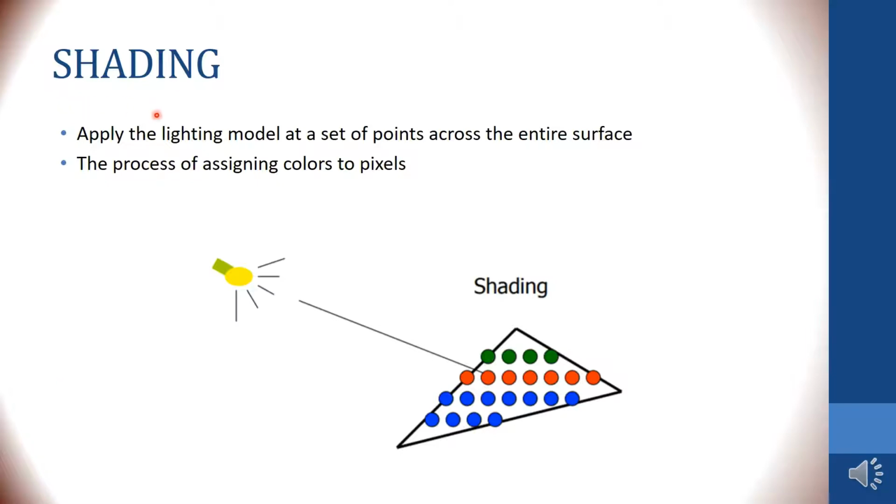Shading is the process of applying the lighting model at a set of points across the entire face, or in other words, shading is the process of assigning colors to the pixels. Let's say we have the light here, this is the object and this is the pixel. So this process of assigning colors to each pixel is called shading.